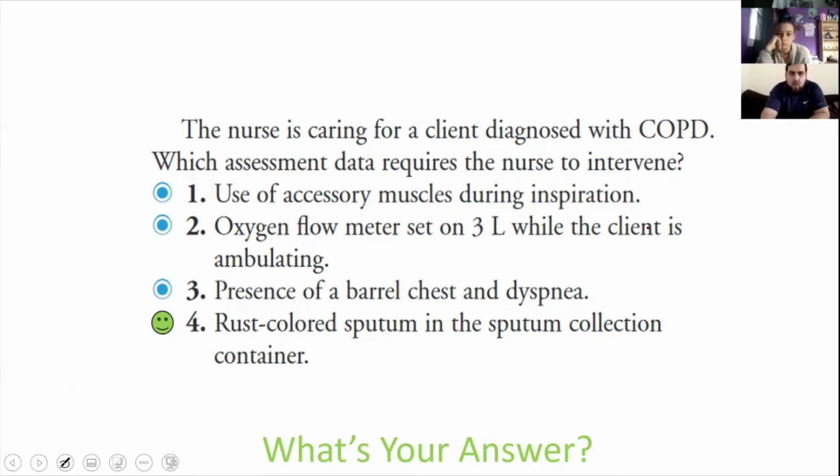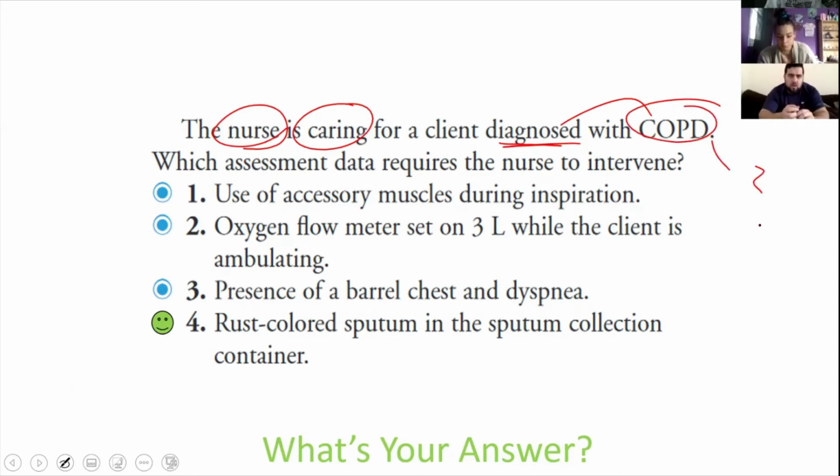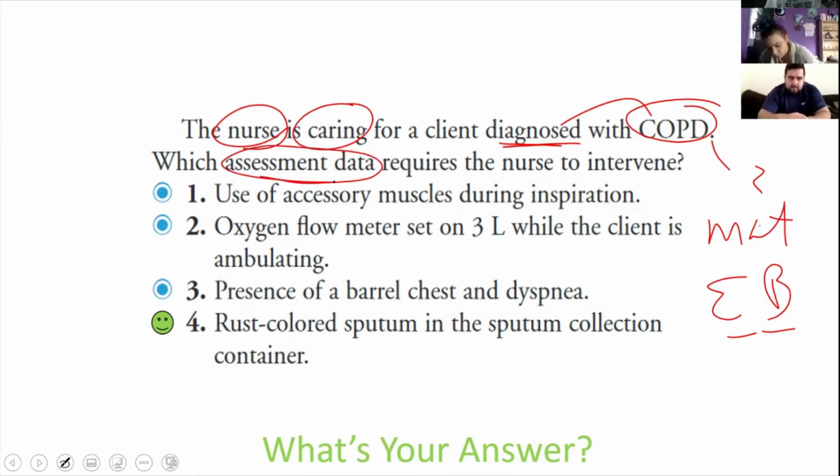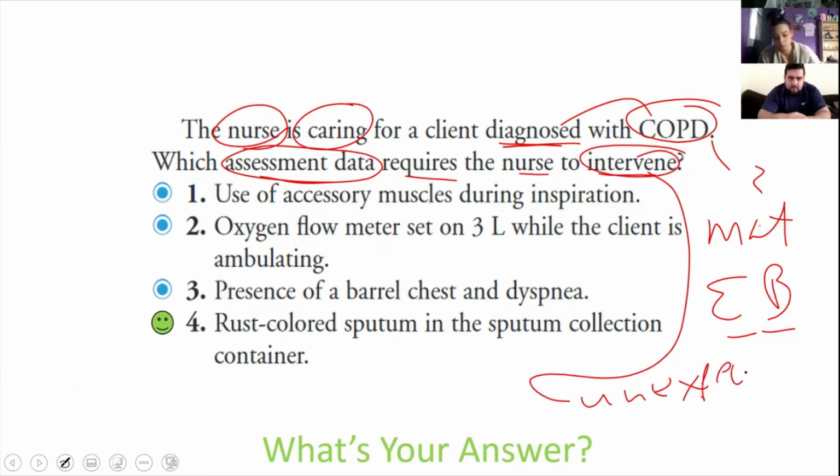All right, so let's talk about it. The nurse is caring for a patient who's diagnosed with COPD. My first question is what kind, right? I don't know which kind, is it emphysema or is it bronchitis? So I have free liberty to go both ways. Now, which assessment data requires the nurse to intervene for something that is unexpected of this patient?